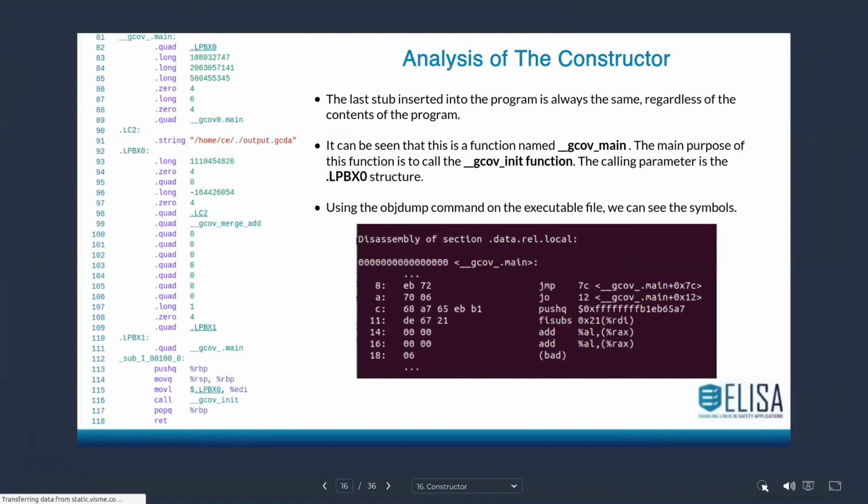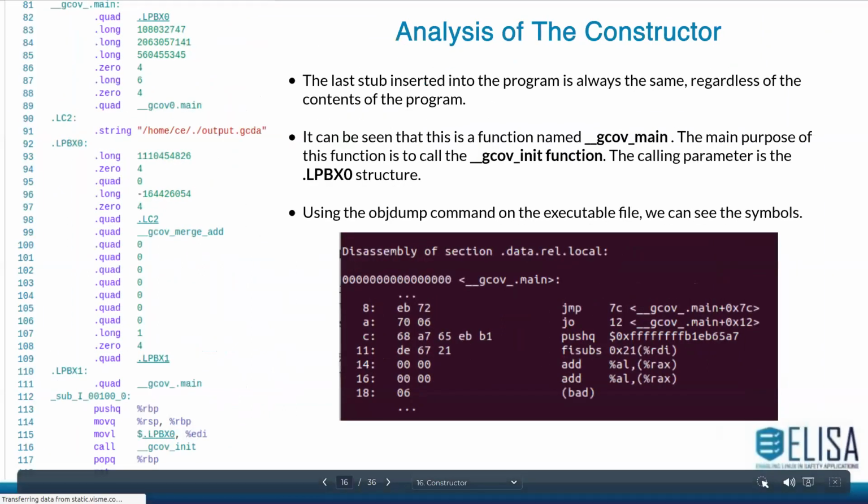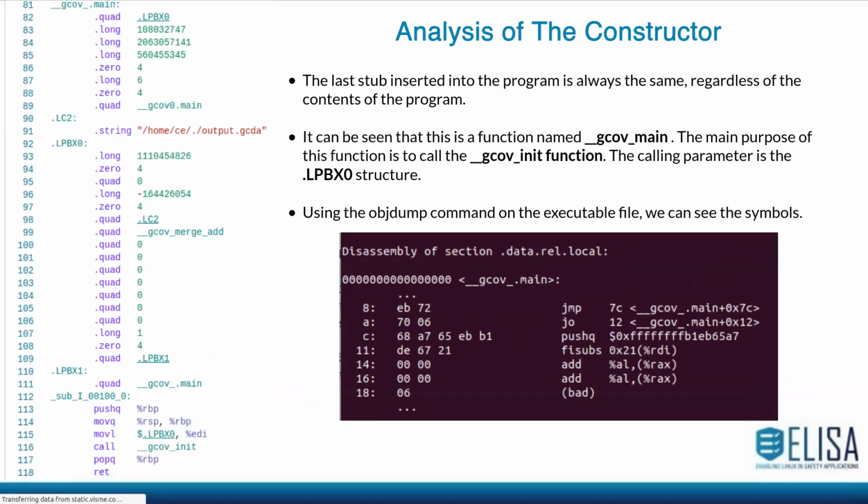So the last part is actually a data structure. It's a linked list, and its job is to call the gcov_init function, and the gcov_init function is basically where the execution of the program starts, and the calling parameter is the .LPBX0 structure.